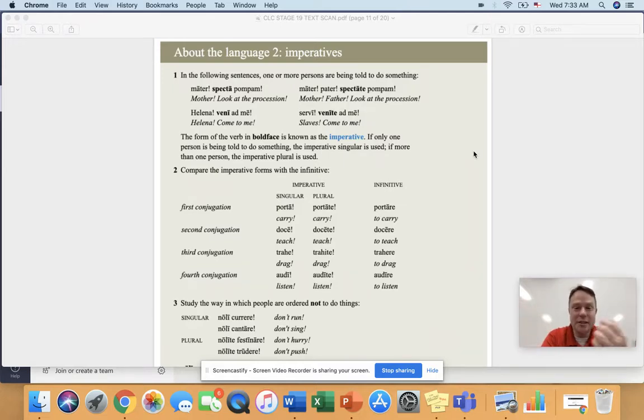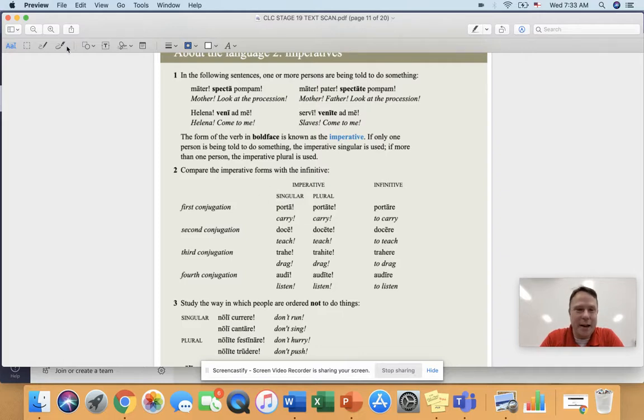If I use the first word we have here on the page, I've got porto, portare, and porto portare means carry. Now, for a command, I don't mean you are carrying the apple in your hand, or I'm carrying my computer down the hallway. For a command, I mean, hey, you carry this apple. So I'm commanding you to do this.